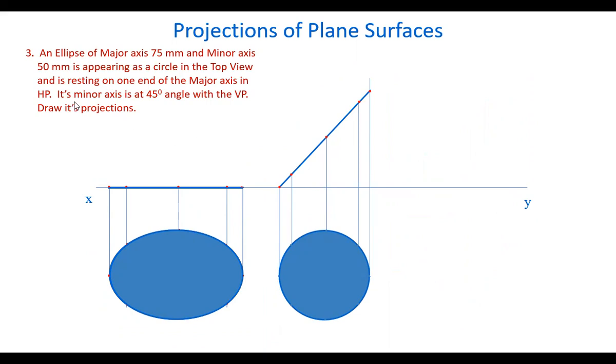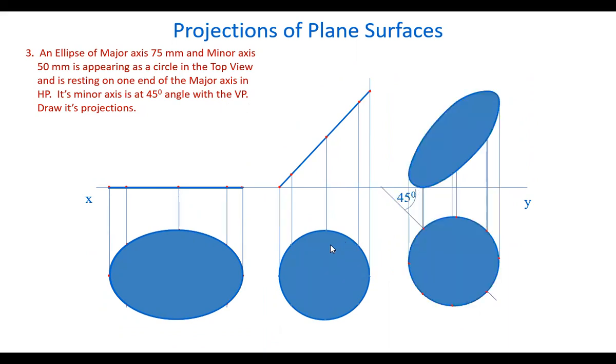And also its minor axis is at 45 degrees angle with VP. This is the minor axis, isn't it? So this minor axis is at 45 degrees angle to the vertical plane. So in this position, we have drawn the front view. So the elliptical plane surface appears like this in the front view and in the top view. Now, let's draw its projections.